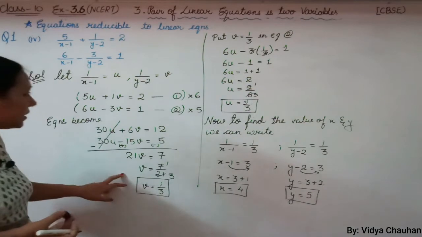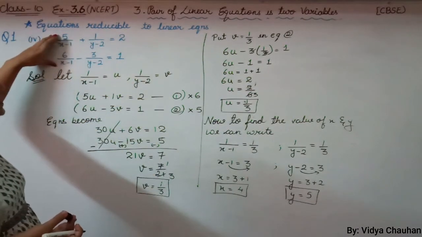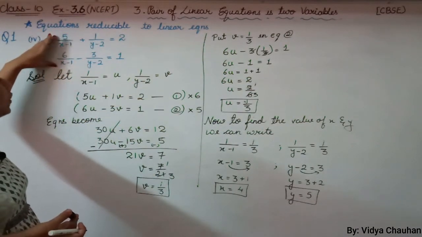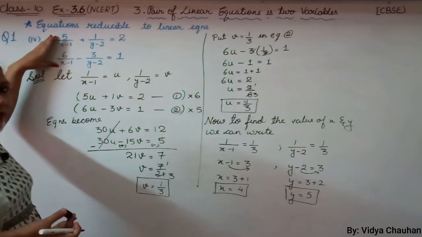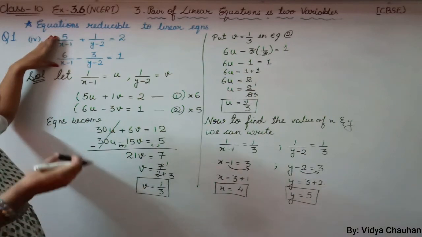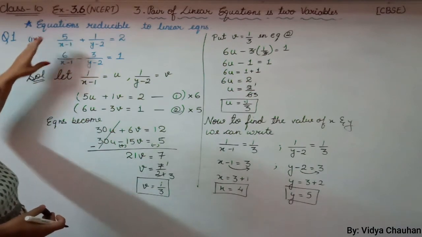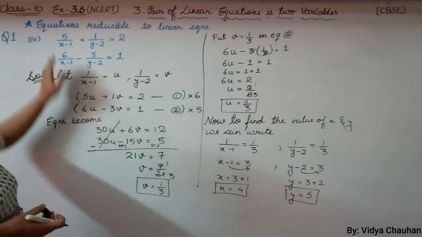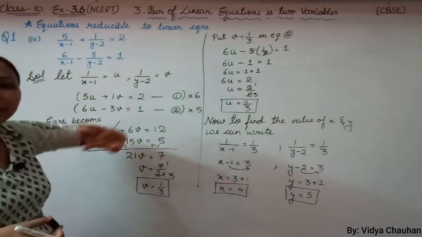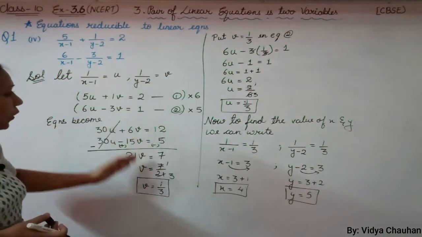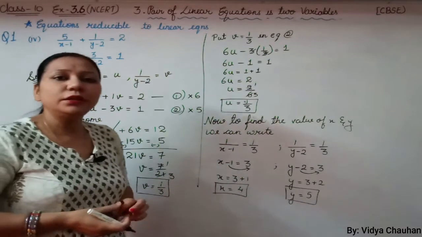So please students, whenever these types of equations are given to you where you cannot directly find the value of x and y by using substitution, elimination or cross multiplication method, that means you have to use the method of reducing them to linear equations. And this is how we do the solution.